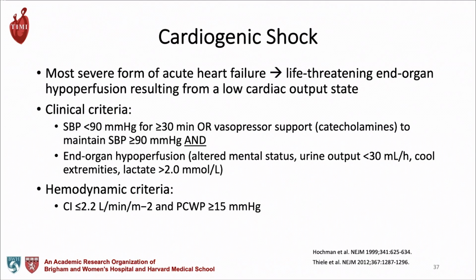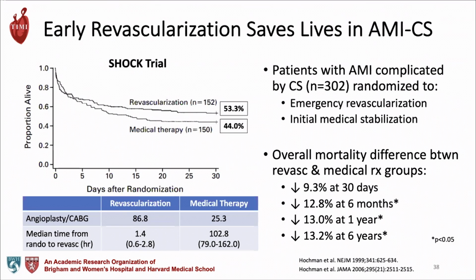The clinical criteria are ones that have been developed in the context of clinical trials. And so generally we talk about hypotension or the requirement for vasoactive medications with evidence of hypoperfusion, so altered mental status, oliguria, cool extremities, or lactic acidosis. If a patient has invasive hemodynamic monitoring, then a cardiac index of less than 2.2 and a pulmonary capillary wedge pressure greater than 15 are considered diagnostic of cardiogenic shock.